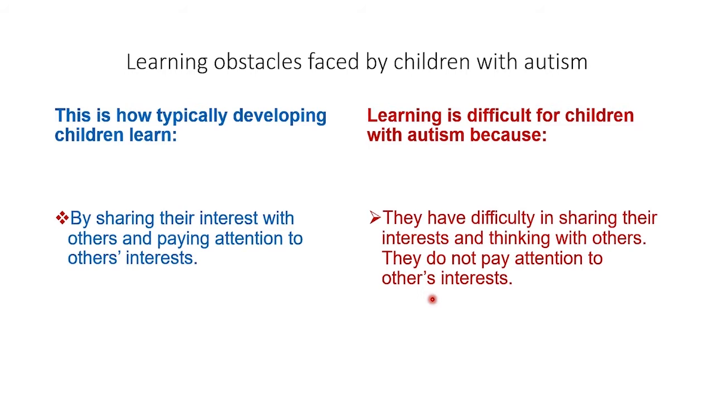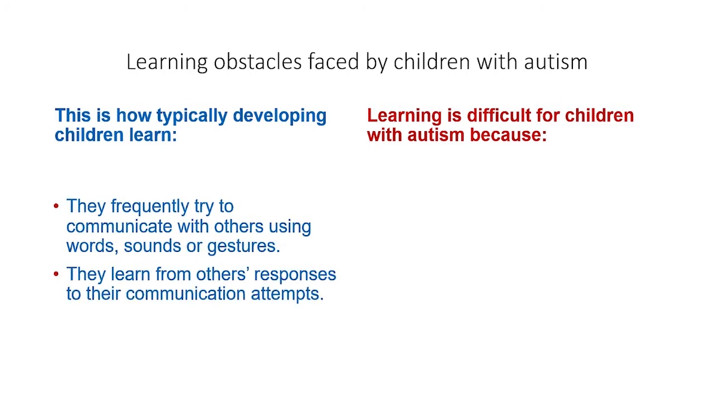So it becomes much harder for parents and carers to point out something interesting, call its name, and help their child learn. Typically developing infants start communicating with others from a very early age. They use sounds, gestures, words, and they are communicating something to others. Then others are making some responses, and these infants and children are learning from others' responses to their communication attempts.